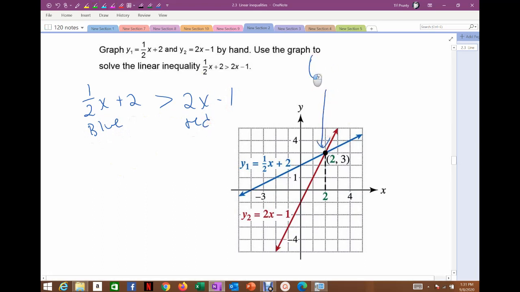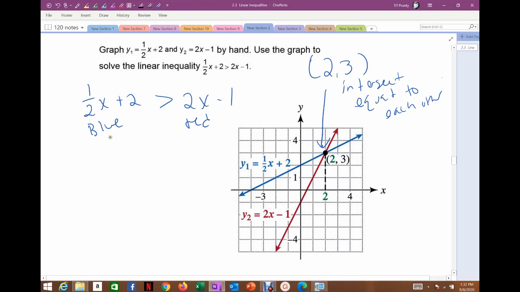The point where they intersect, which is the point (2, 3), you can find on your calculator, right? We talked about this in the last section. That's when they're equal to each other, right? Which is my starting point. I don't actually include it, but 3 is going to be a part of my answer because I'm either 3 and bigger or I'm 3 and smaller.